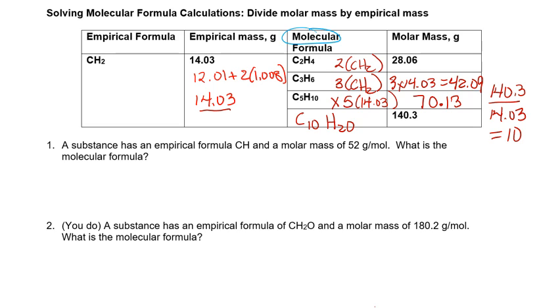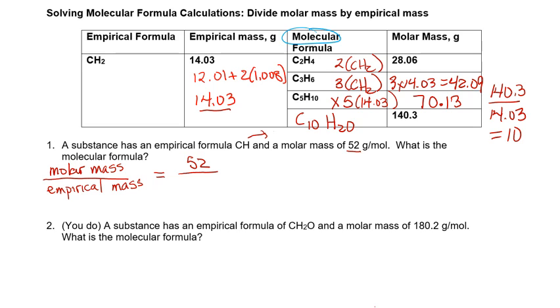So let's work an example. A substance has an empirical formula of CH and a molar mass of 52 grams per mole. What is the molecular formula? So what we're going to do is take the molar mass and divide it by the empirical mass. So let's do that. We have 52 right there. And then we're going to divide it by the mass of CH.